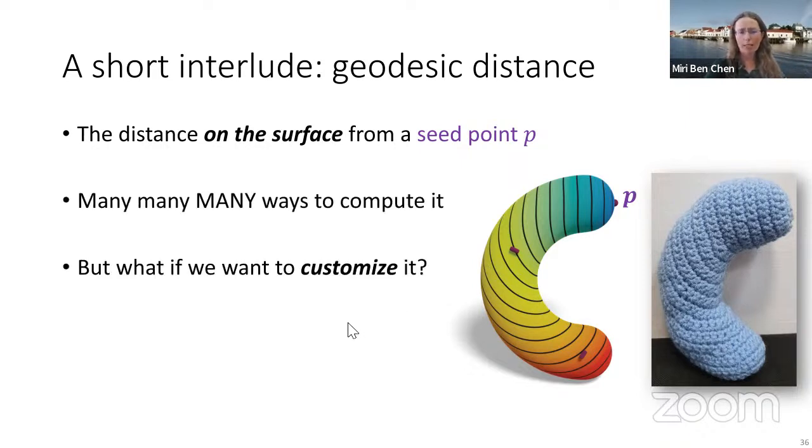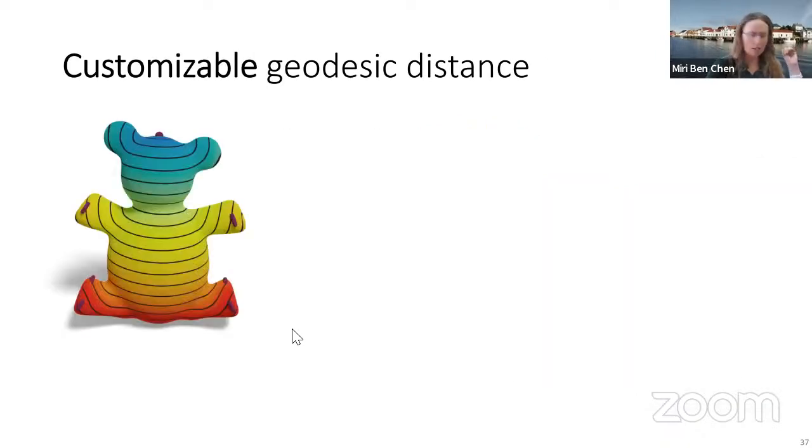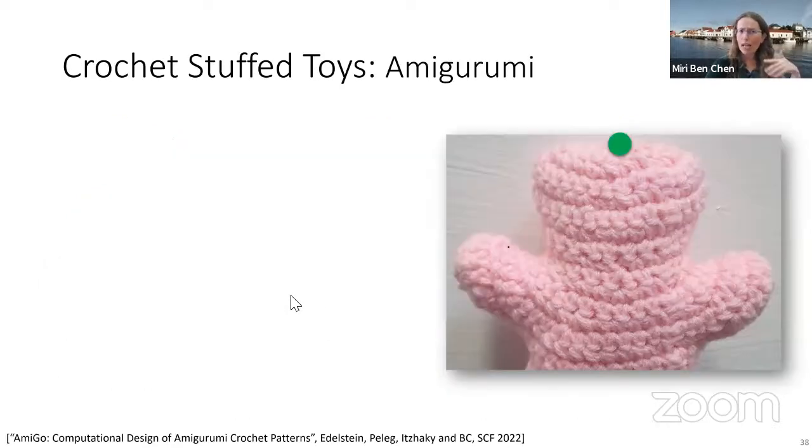Okay, so there are many ways to compute it. I'm going over this quite quickly because I don't have much time. So we have customizable geodesic distances, and you can see this at SIGGRAPH this year. My student Michal is going to present it, so I'm not going to go into all the details. The main idea is that you can put a point and compute the geodesic distances from the point, but you can add additional constraints, which say, in some regions of the mesh, in a small number of places, I want, for example, my geodesic distance to align with some vectors. Once you do that, you can generate instructions for crochet stuffed toys, for example, Amigurumi.